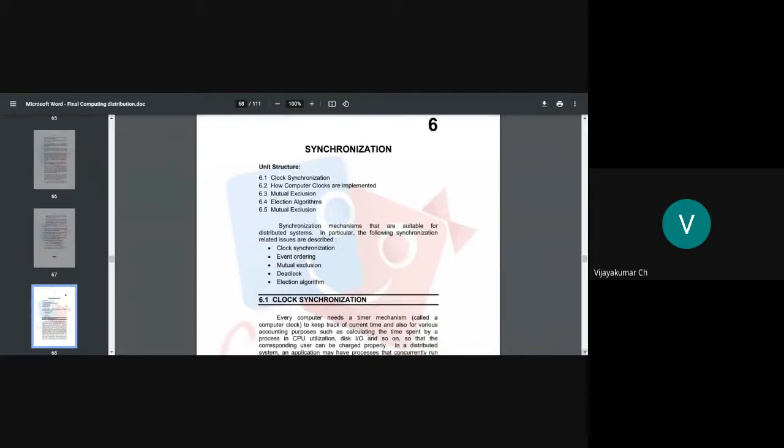So, what is synchronization? Let us see. In this topic, we'll deal with clock synchronization, computer clocks, mutual exclusion, election algorithms, like that. What is meant by synchronization? Synchronization mechanisms are suitable for, what? Suitable for which systems? Distributed systems.